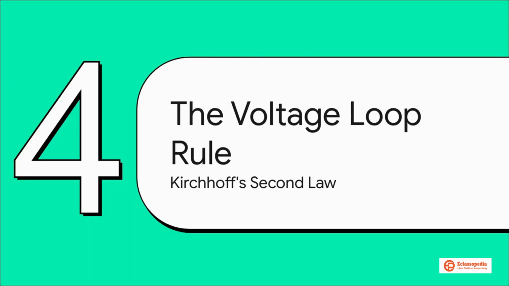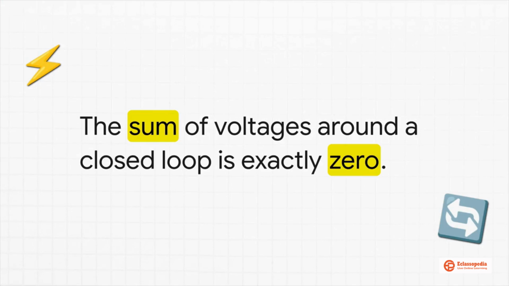Section 4. The voltage loop rule. Now we're shifting gears. We're moving our focus away from the junctions and expanding our view to look at the entire closed paths of the circuit. This is Kirchhoff's voltage law, or KVL. The sum of voltages in a closed loop equals 0.